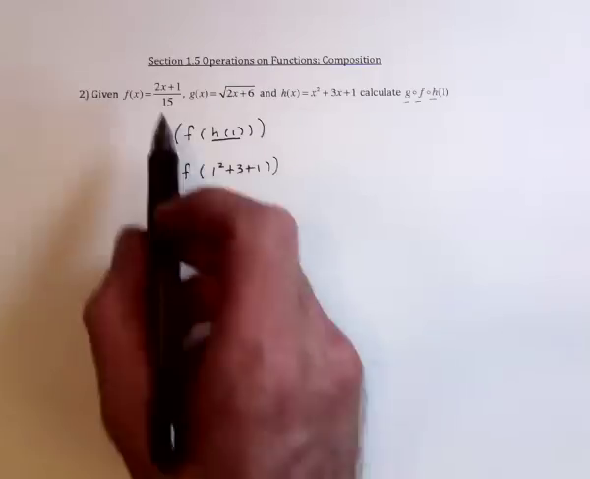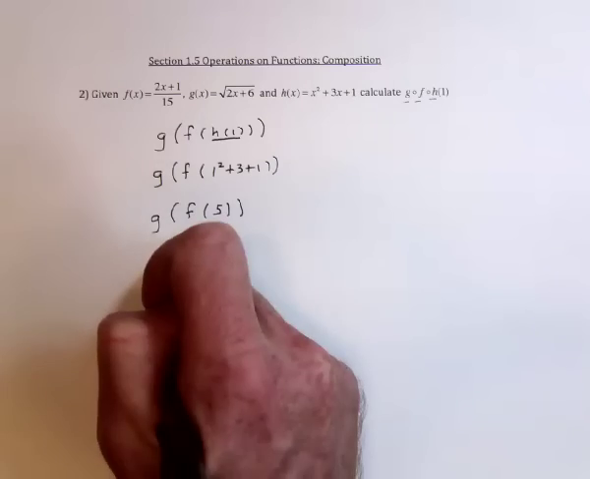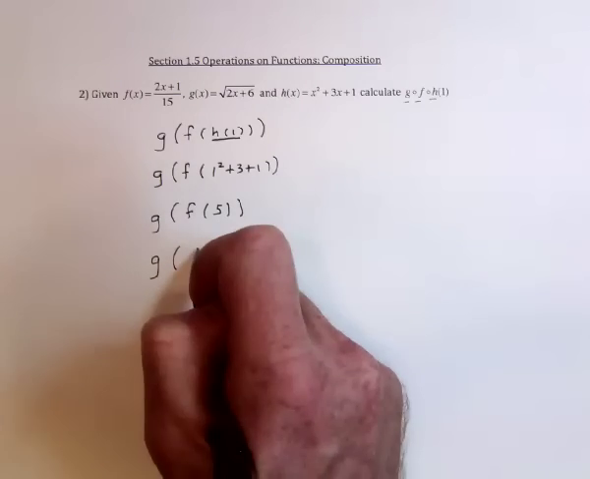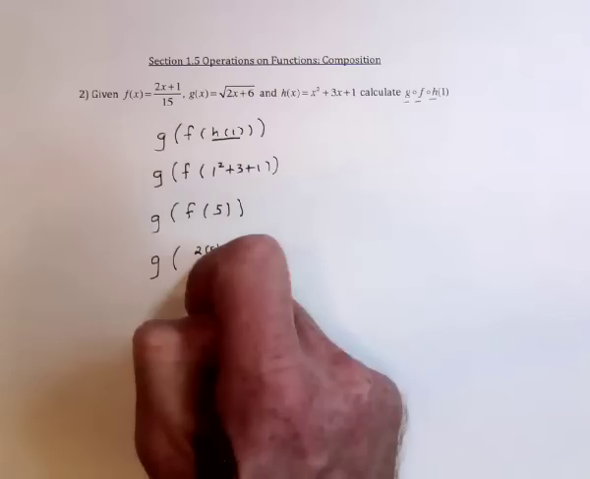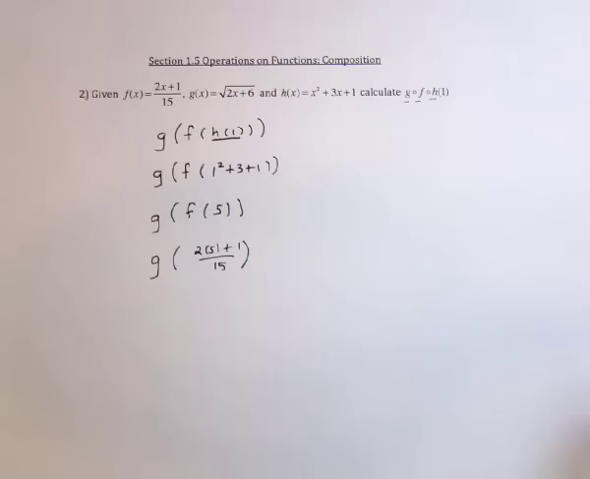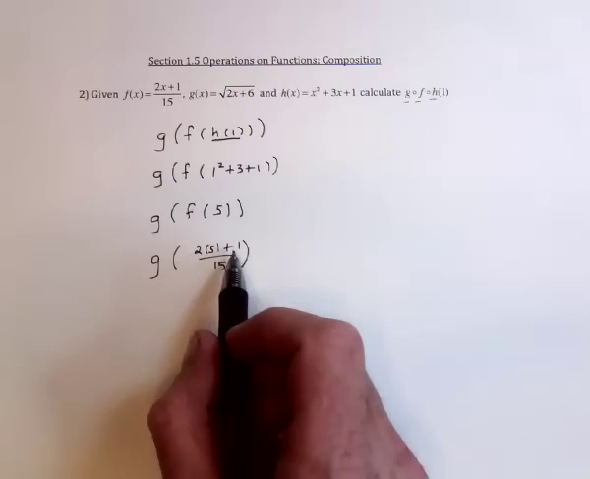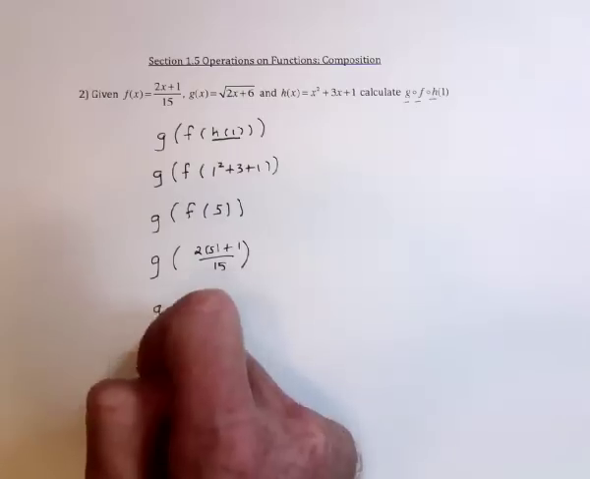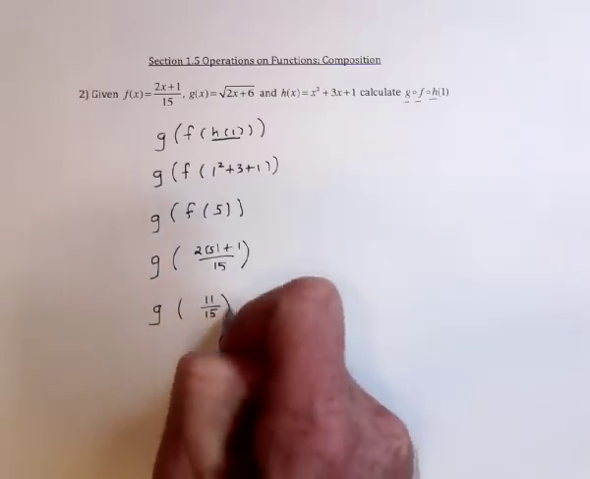So substitute a 5 over here for x, and we've got 2 times 5 plus 1 divided by 15. Evaluating this is a 10 and 1 is 11 fifteenths. 11 fifteenths.